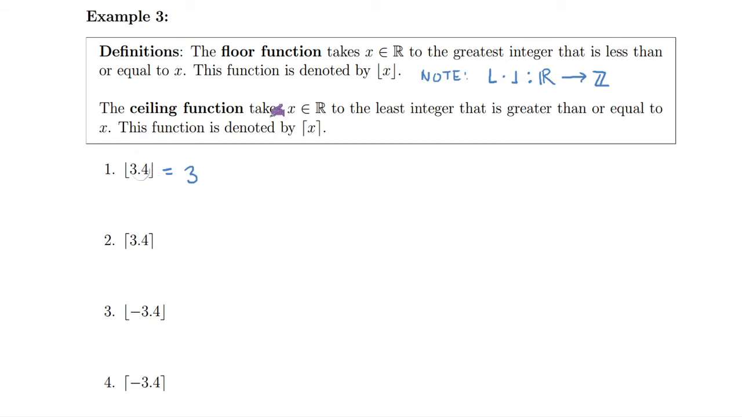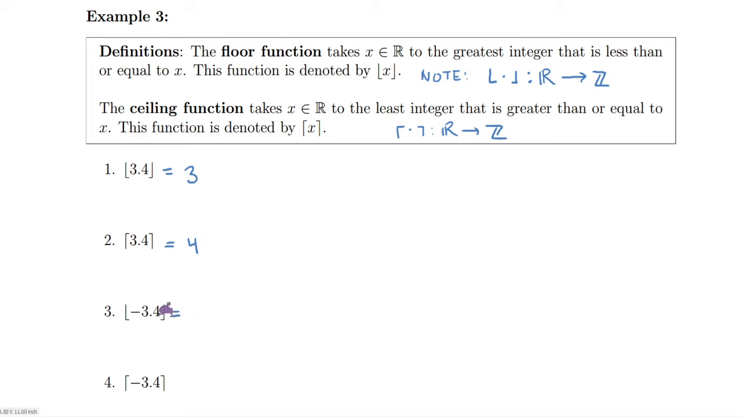So here's your example. Okay, so what about 3.4 in the ceiling? Now rounding up, this would be 4, right? And similarly, the ceiling is also a function. You can think of this as a function from reals to integers as well.